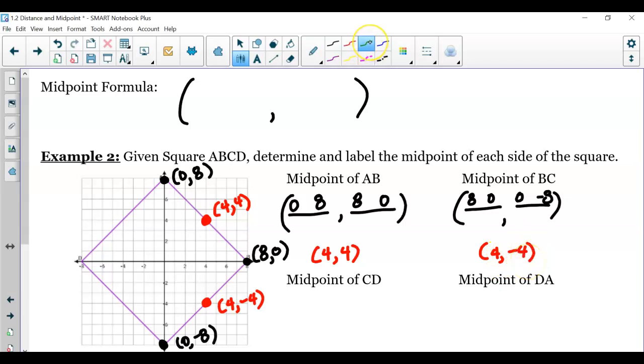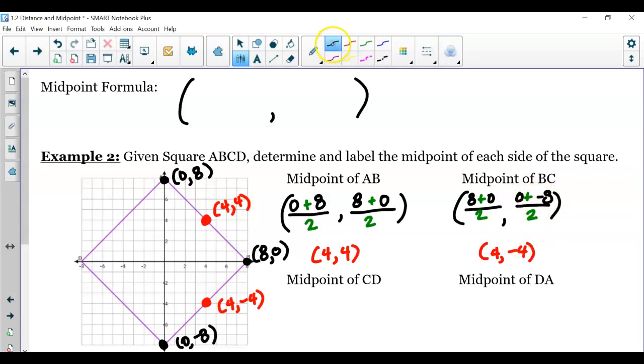So what do you notice? What do you think we're going to need to do to calculate the midpoint? We're going to add the two coordinates. In this case, 0 plus 8 is 8, and then find the halfway middle, divide by 2. 8 divided by 2 is 4. 8 divided by 2 is 4. And then when you add, you get negative 8 divided by 2, which is negative 4.